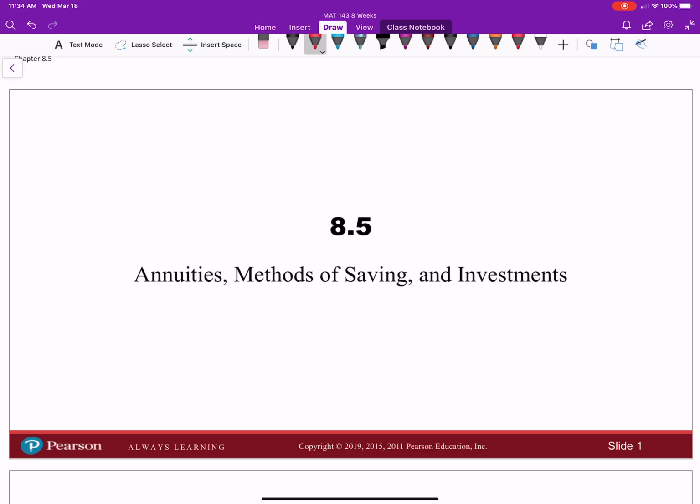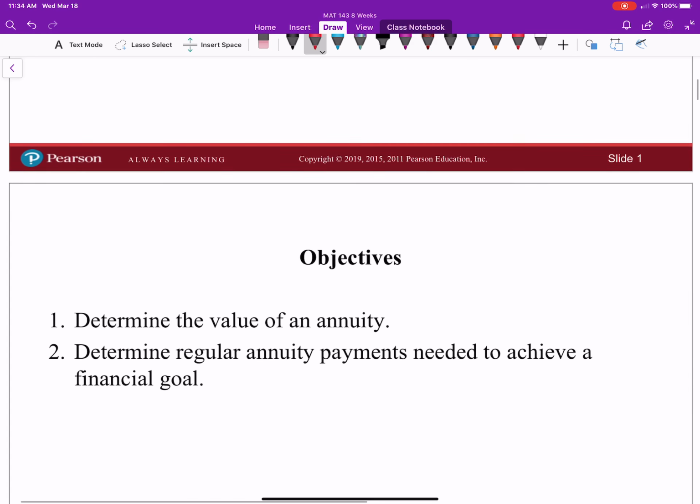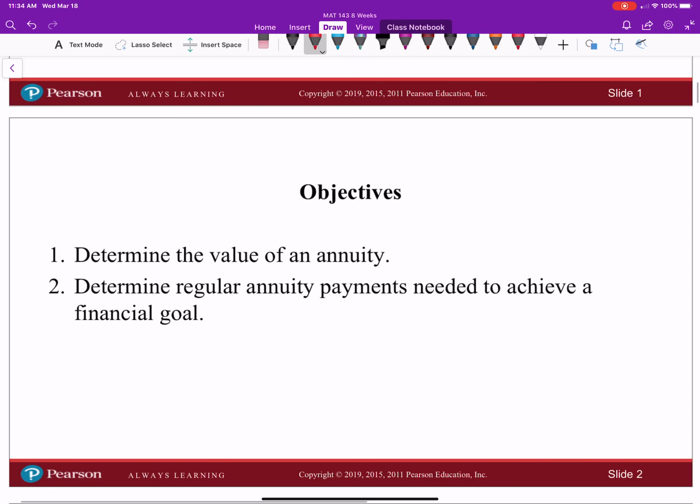Hello class, today we'll be talking about 8.5 annuities, methods of saving and investments. In this section we are going to determine the value of an annuity. We're going to determine the regular annuity payments needed to achieve a financial goal. Always keep in mind that you can always pause or rewind this video.